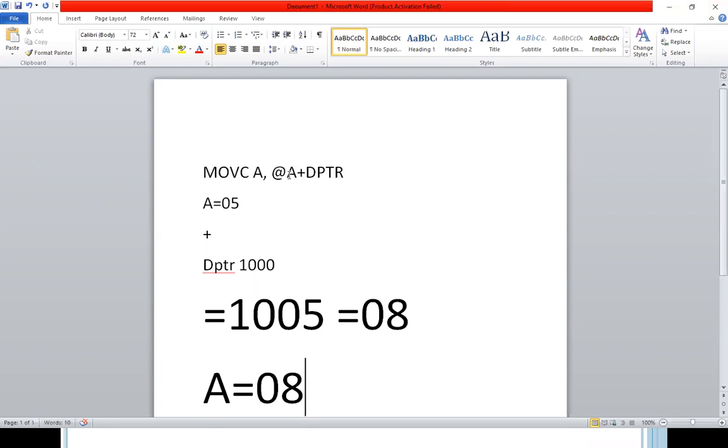Understood? A plus DPTR means A contains a value which is 05, and DPTR contains a value, suppose 1000, because it is 16-bit data. You add these two numbers and get a result, but this is not a value, it is a location. At that location there is a value, 08, and this value is transferred to the accumulator. This is called the move instruction.